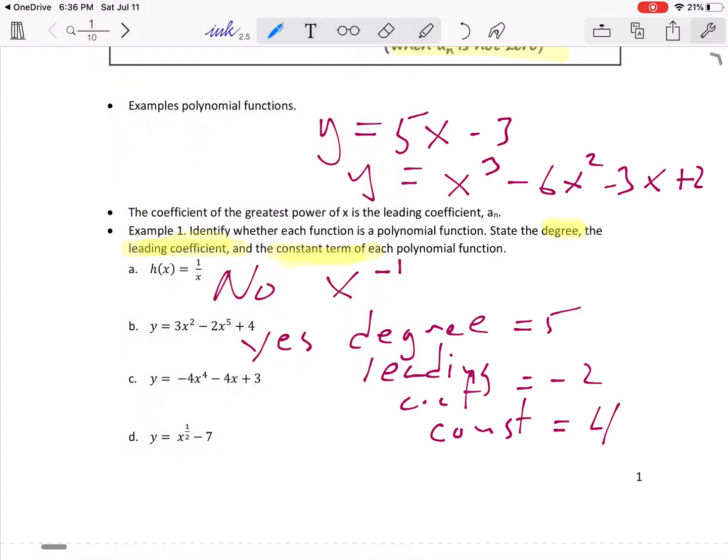So here for C, let's put the answers here. Your degree is going to be 4. Okay, so it's going to be 4 because of the negative 4x to the power of 4. Your leading coefficient will be minus 4, because that's the coefficient that goes in front of that, and your constant term would be 3. Okay, and so that would also be a polynomial function. And then D is not a polynomial function because 1/2 is not a whole number.